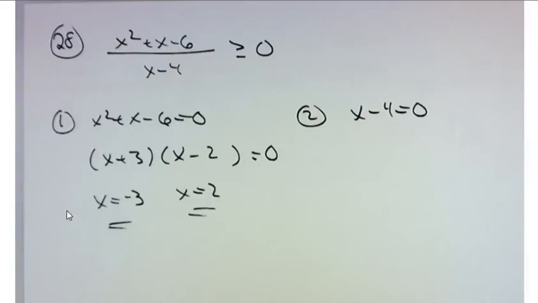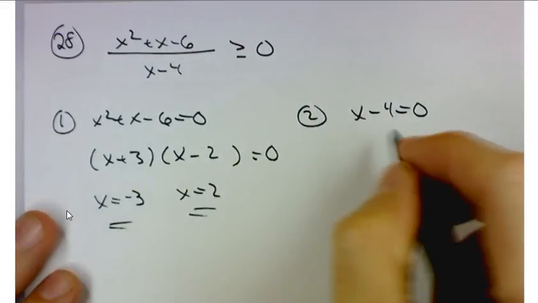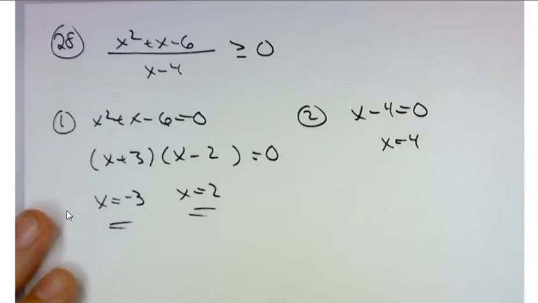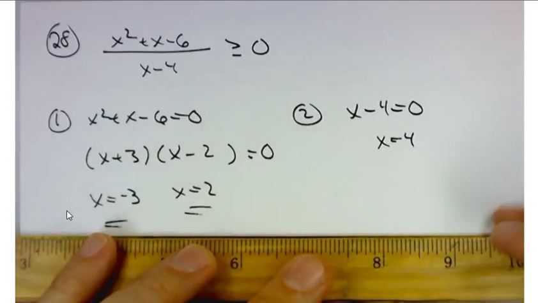Wait, I'll pull out my graphing calculator. I'll solve this in a second. All right. So the denominator equals 0 when x equals 4. All right. Now, if you're keeping track of things, we have 3 points. How many intervals do you think 3 points is going to give us?